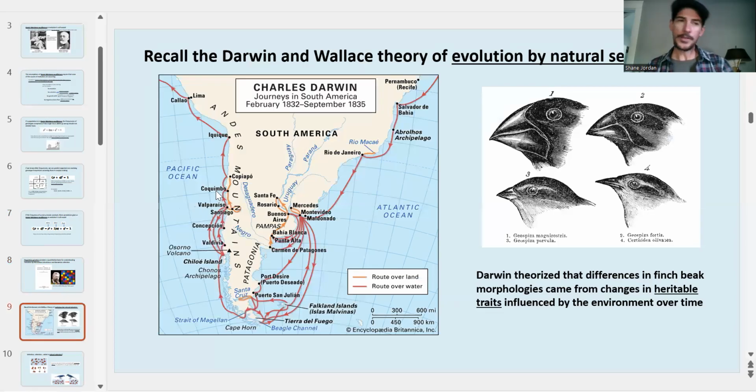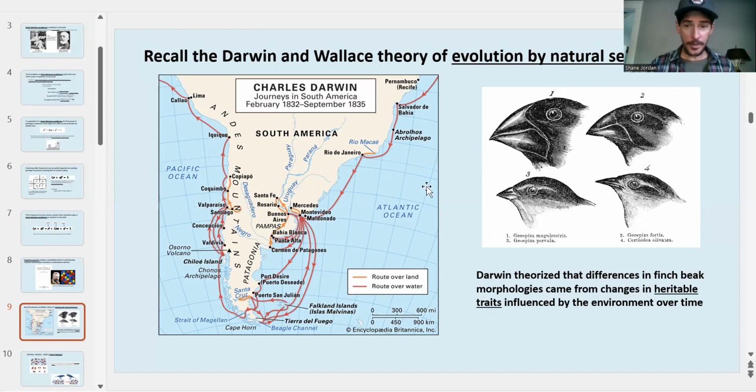So we turn the clock back and recall that Darwin and Wallace really first came up with the theory of evolution by natural selection. Now, they didn't necessarily have an understanding of inheritance. They didn't know anything about genes. They certainly didn't know anything about changes in gene frequencies, but they recognized changes in trait frequencies. And of course, we know these traits are directly related to genes for the most part.